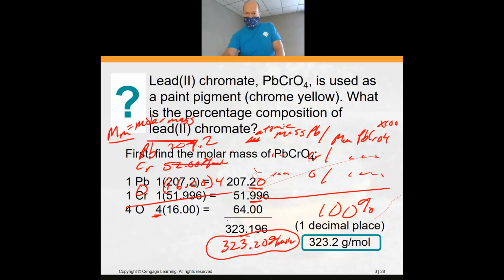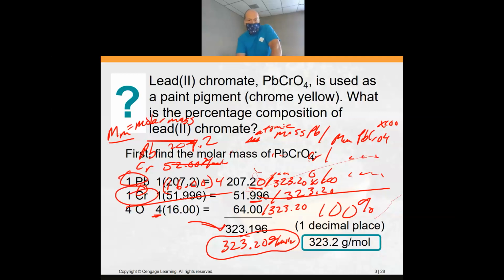All right. So now what we're going to do to get our percent lead is we take the 207.20 divided by 323.20 times 100. We take the 51.996, or the 52.00, which you should have, and you divide by 323.20. You take your 64, divide by 323.20. So you take the contributor for the lead, divide by the total. You take the contributor for the chromium, divide by the total. You take the contributor of the oxygen, divide by the total. And of course, to get a percent, you have to multiply by 100. We don't want the fraction, we want the percent.